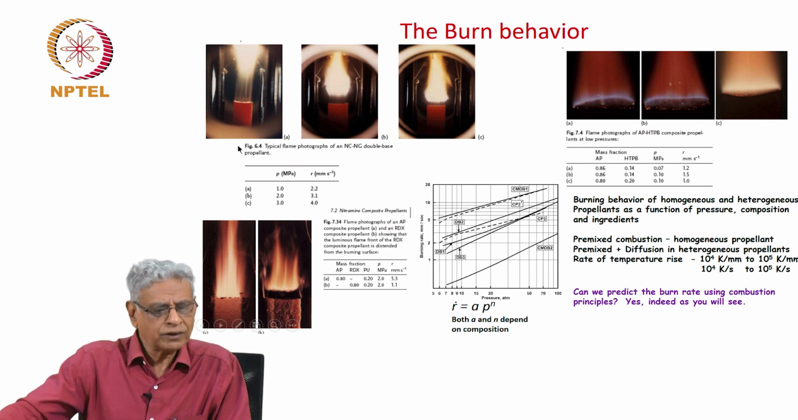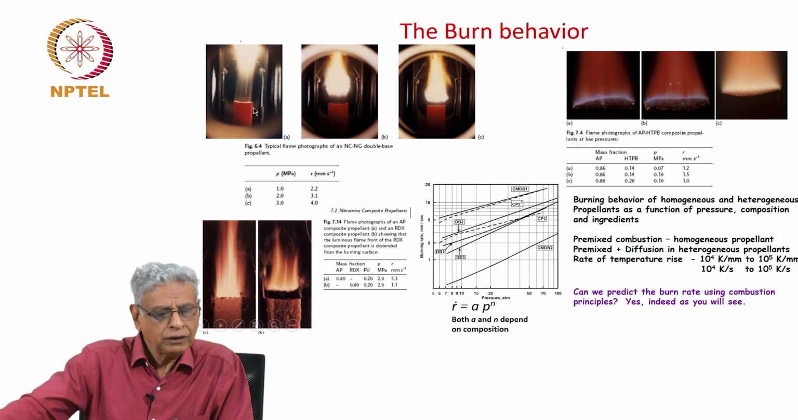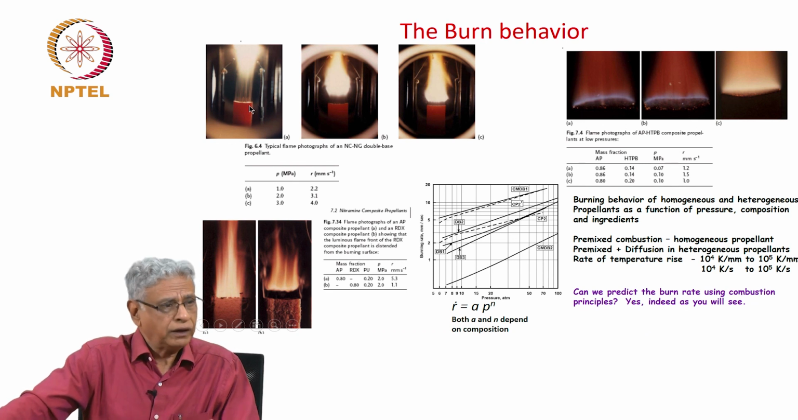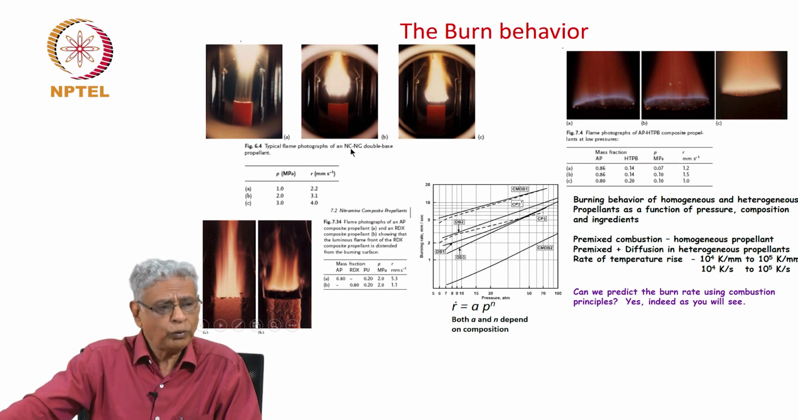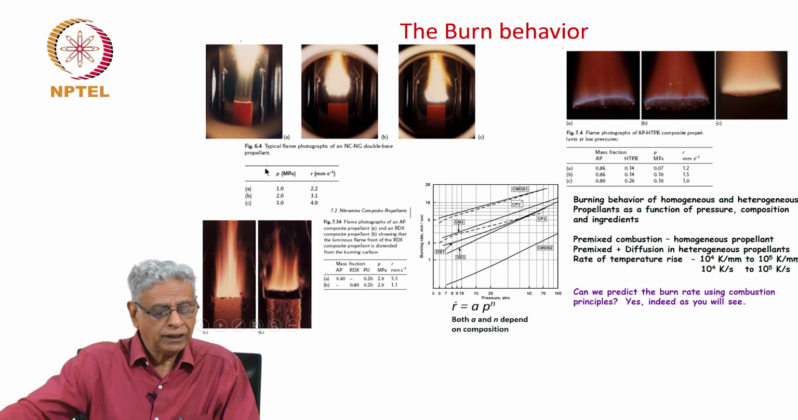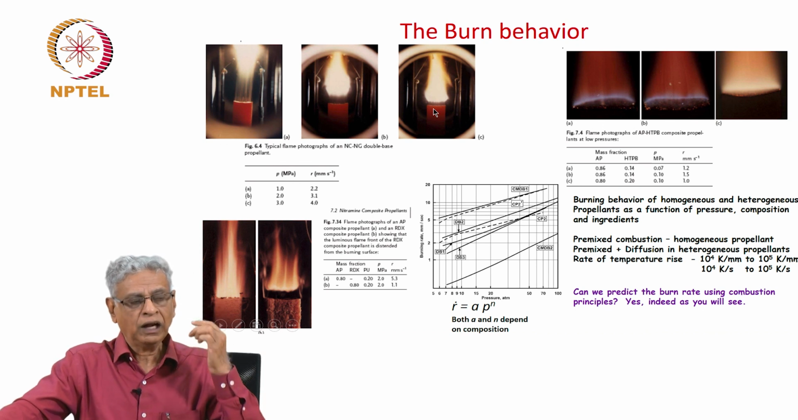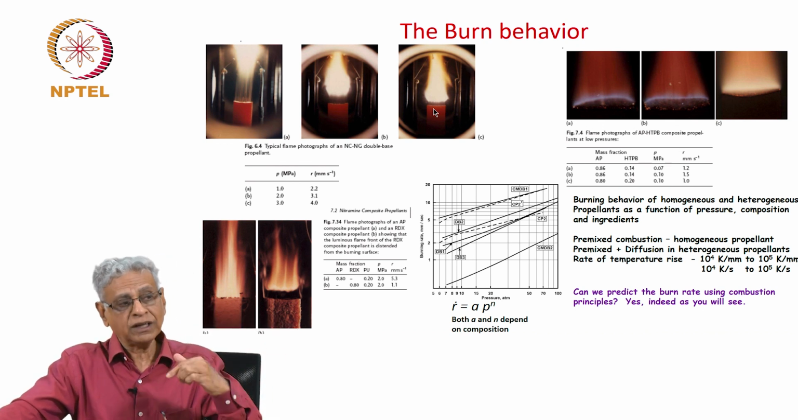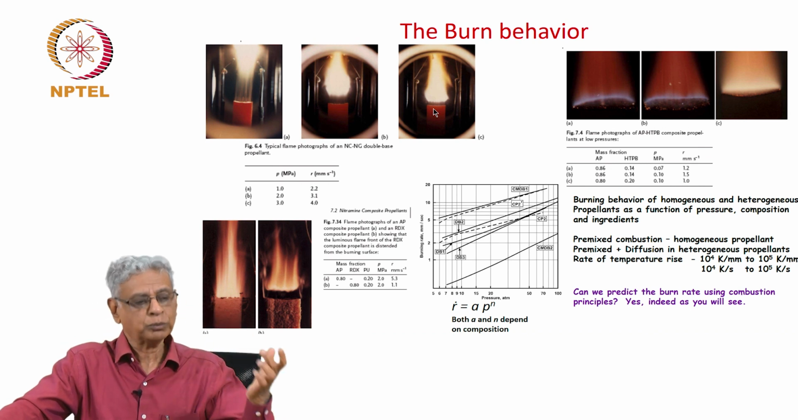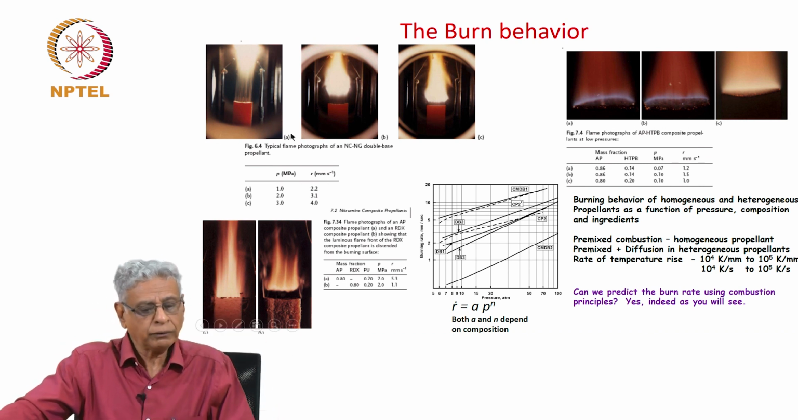You see three pictures here. This is the burning of a double base propellant, a nitrocellulose, nitroglycerin double base propellant. You see that the flame is far off. This is burning at 10 atmospheres, this is burning at 20 atmospheres, this burns at 30 atmospheres. You see the flame is coming closer, the flame thickness is smaller. As pressure increases, the flame comes closer, and flame thickness is smaller. That is the key point to observe here.